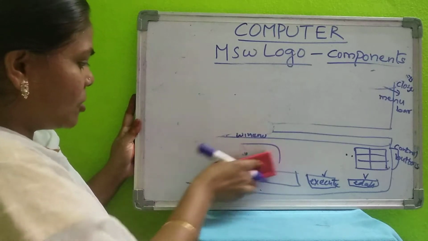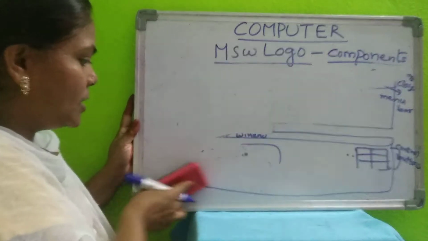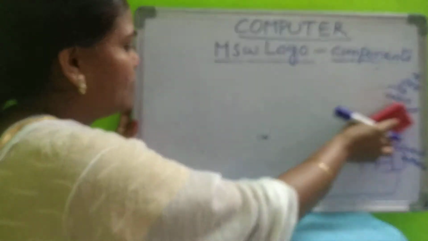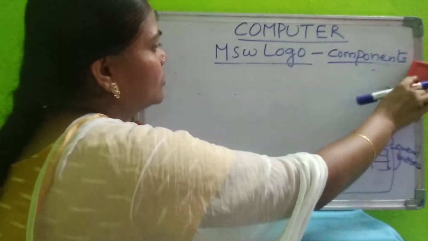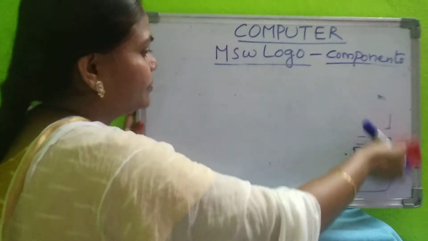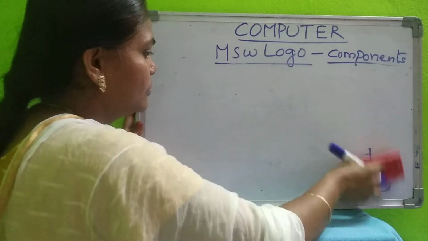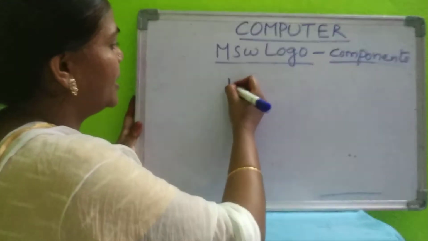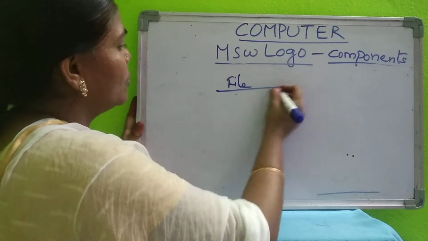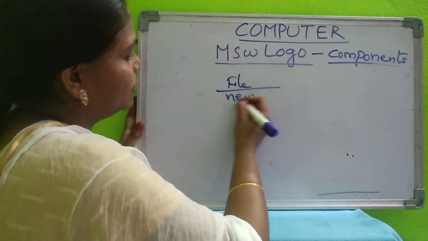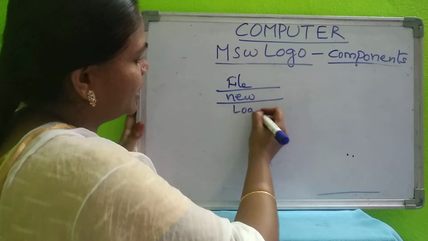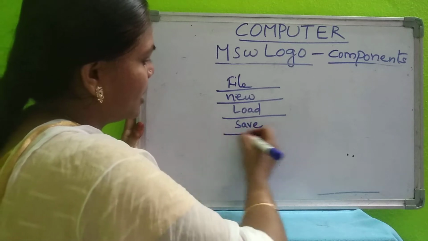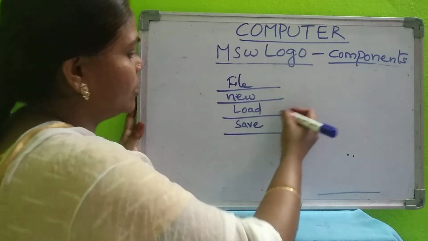Now we will see what are the options in the File tab. This is the File tab. What are the options we have in the File tab? That we will see now. On the File tab, whenever you open, you will get New, Open, Load option, and Save option, and we have Edit, Erase, all those are there.